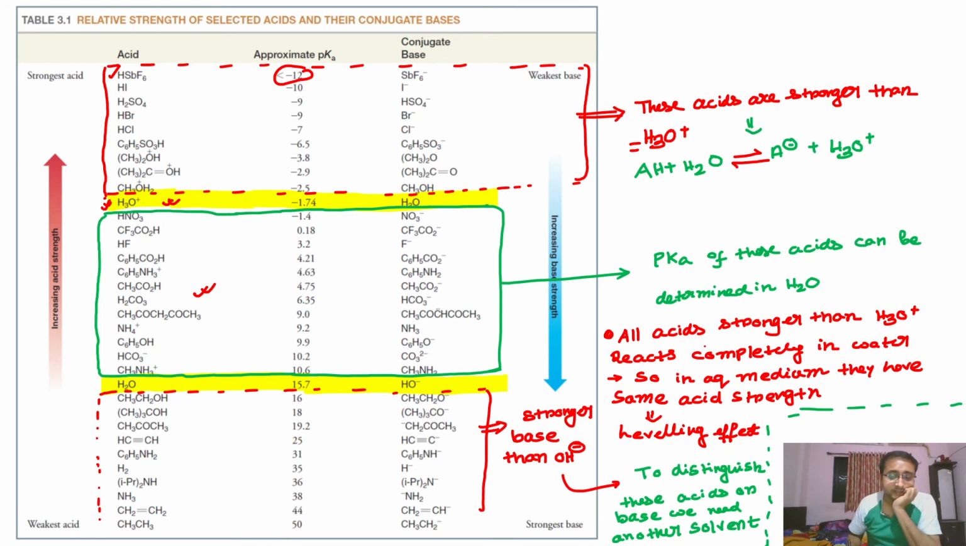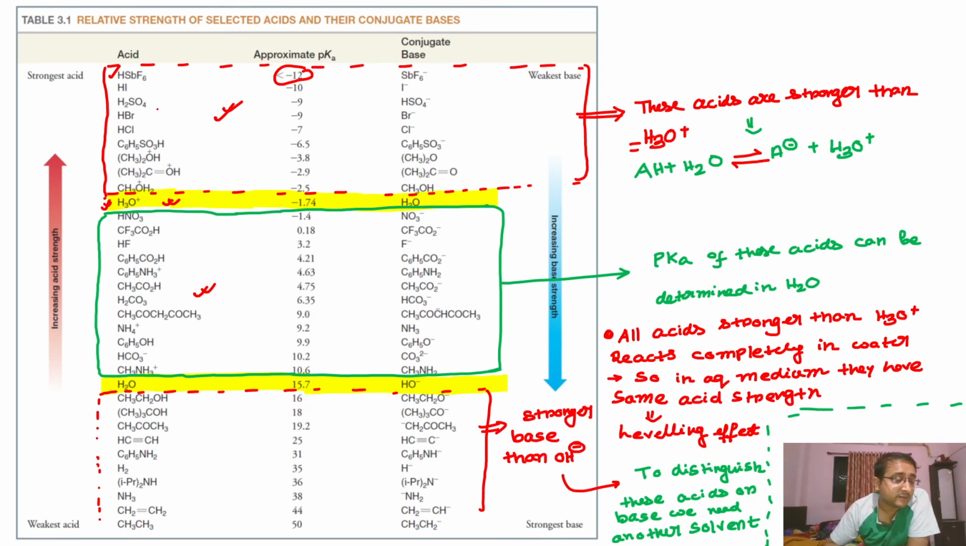Okay, so for all acids that are stronger than the hydronium ion, you cannot determine the acidity in aqueous solution, because these acids are much stronger than the hydronium ion, so irrespective of their individuality, all of them will be fully dissociated. So you cannot distinguish which acid is stronger than which one, because in aqueous solution all acids behave similarly. That effect is called the leveling effect.